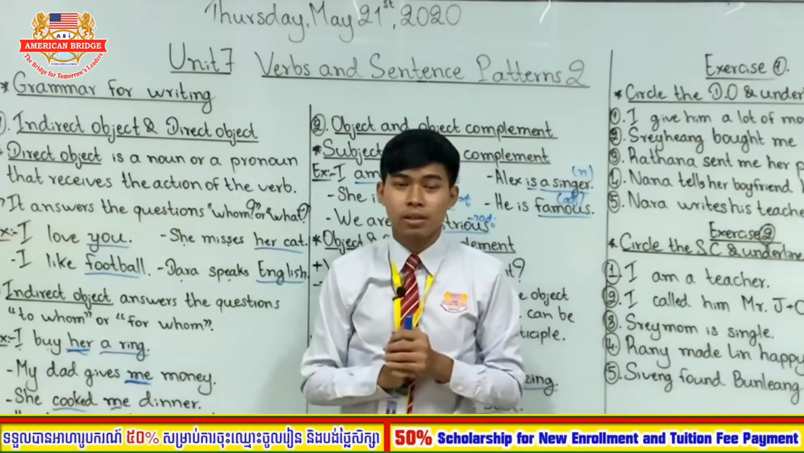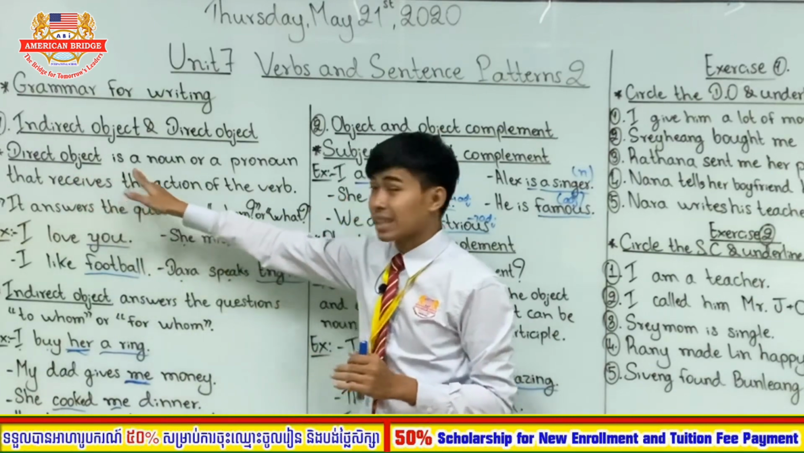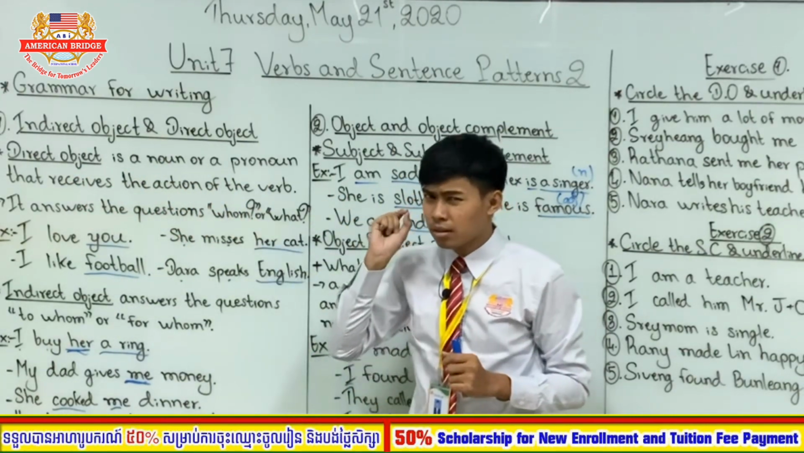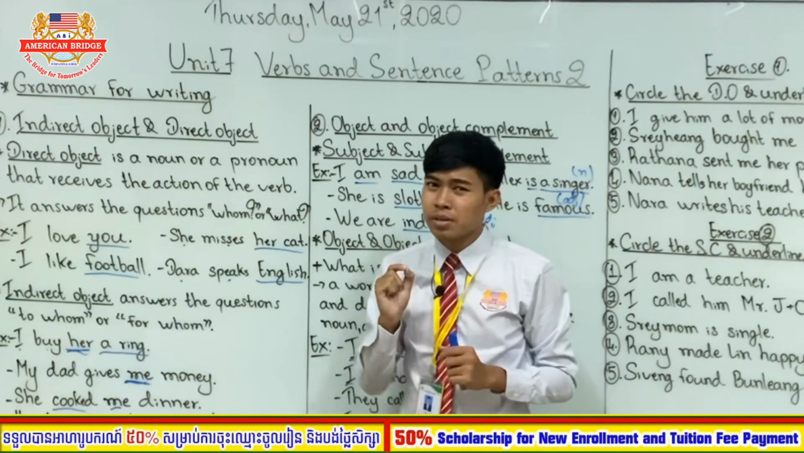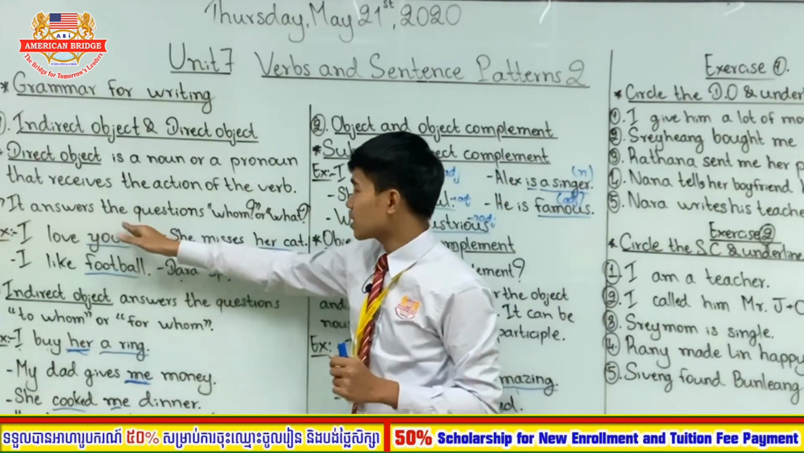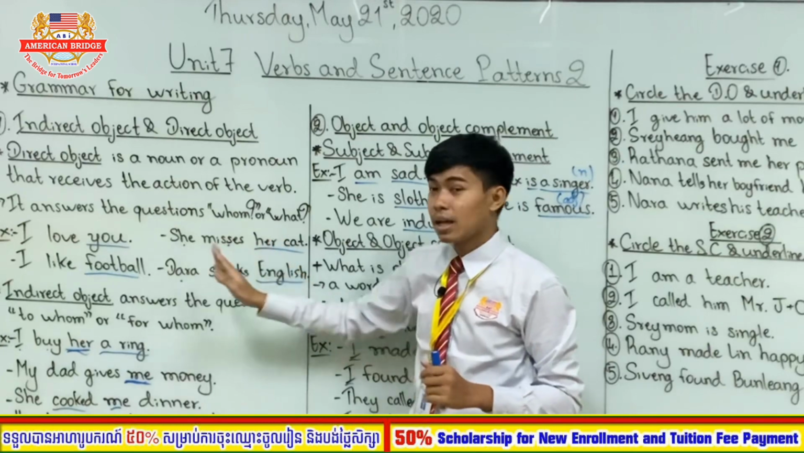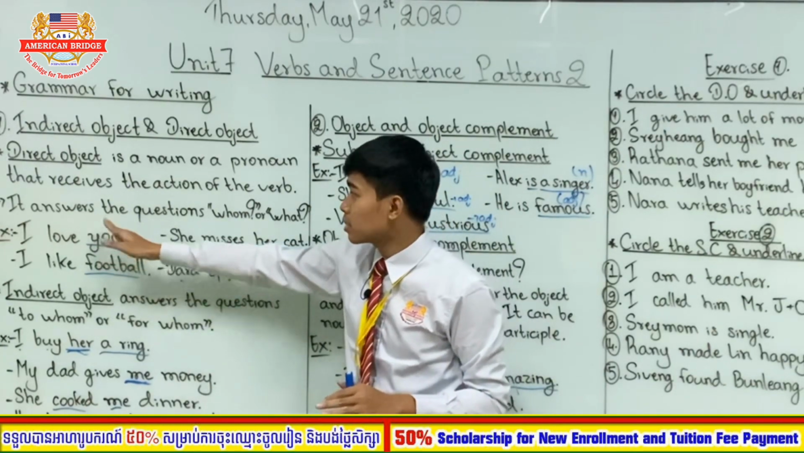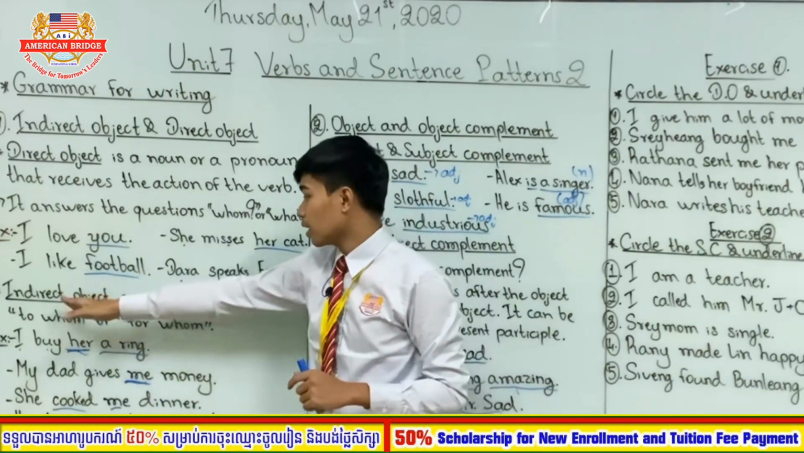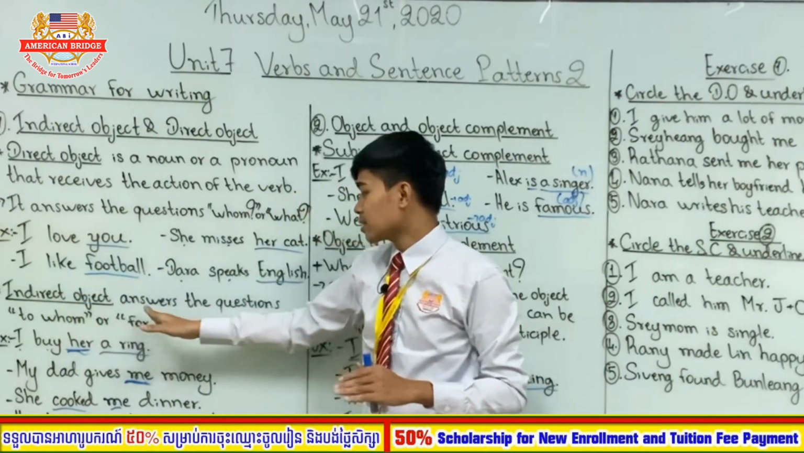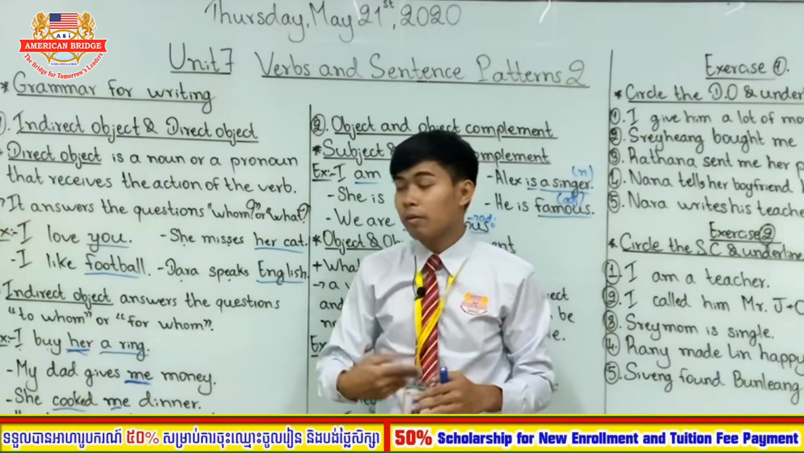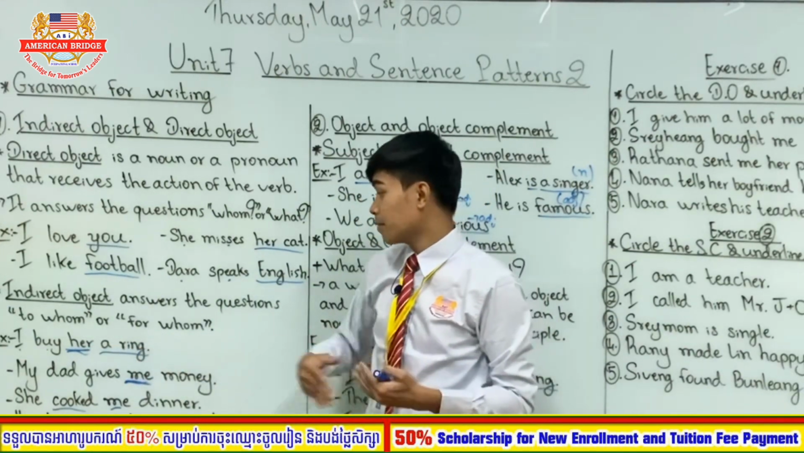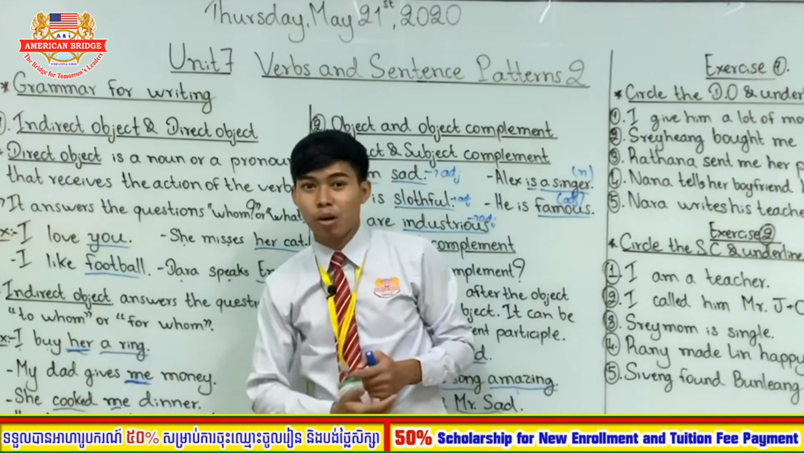We start with the direct object. A direct object is a noun or a pronoun that receives the action of the verb, and the most important thing that you need to remember is that it answers the questions whom or what. I love whom? I love you. So you here is a direct object, right? How about indirect object? An indirect object answers the questions to whom or for whom. I buy a ring. I buy a ring for whom? I buy a ring for her. So her is an indirect object, right?